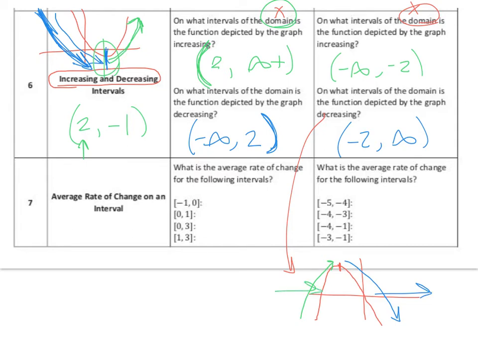Okay? All right. What is the average rate of change of the following intervals? Average rate of change is another way to say slope. It's a fancy way to say slope, which is just change in y over change in x.